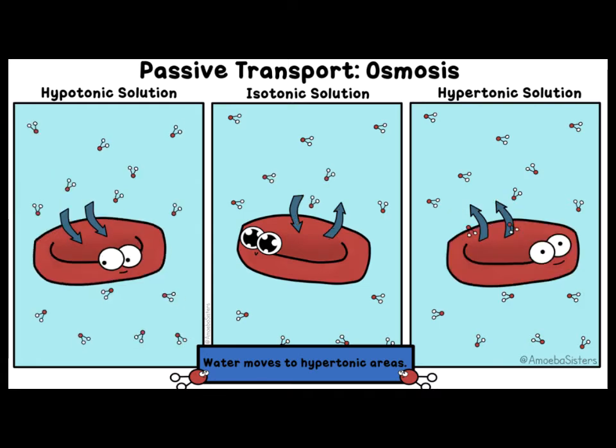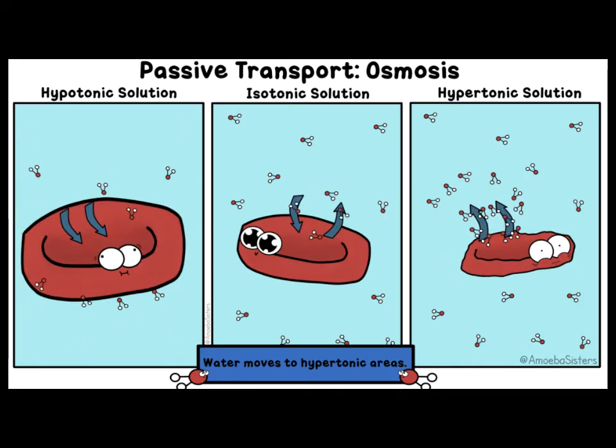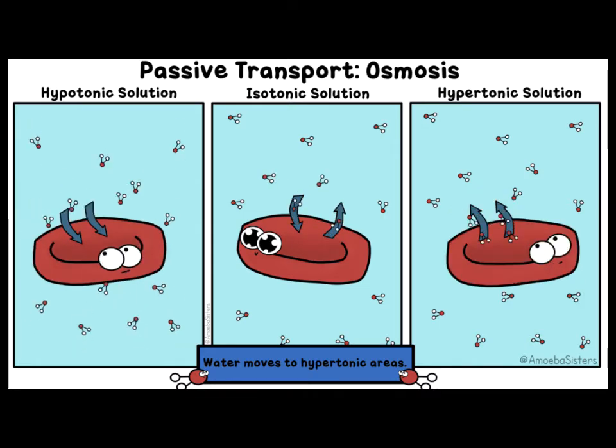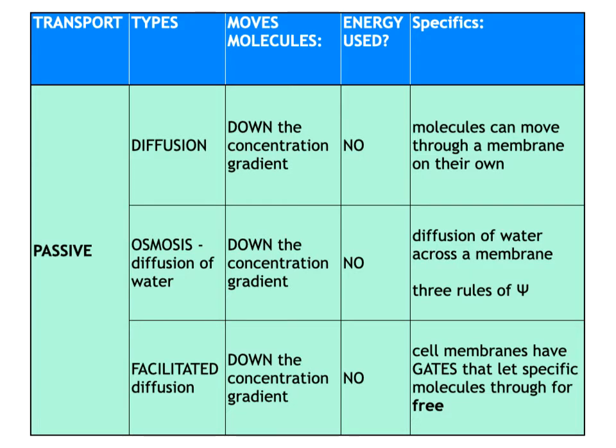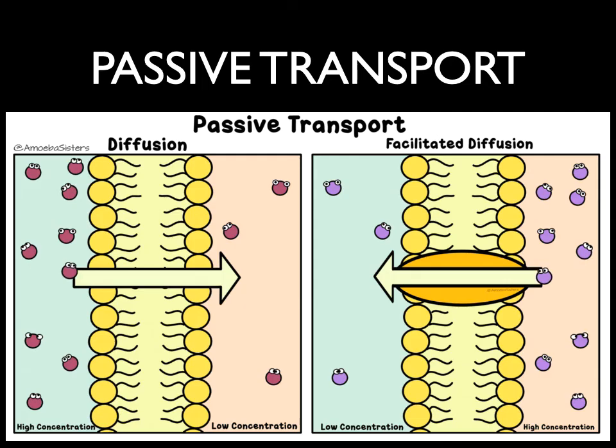And hypertonic solution is putting a red blood cell in salt water. Your cell shrinks. That's why you don't drink seawater. So here's a nice table summarizing our passive transport. You have three options, diffusion, osmosis, and facilitated diffusion, all moving down the concentration gradient. None of them use energy, and specifics.